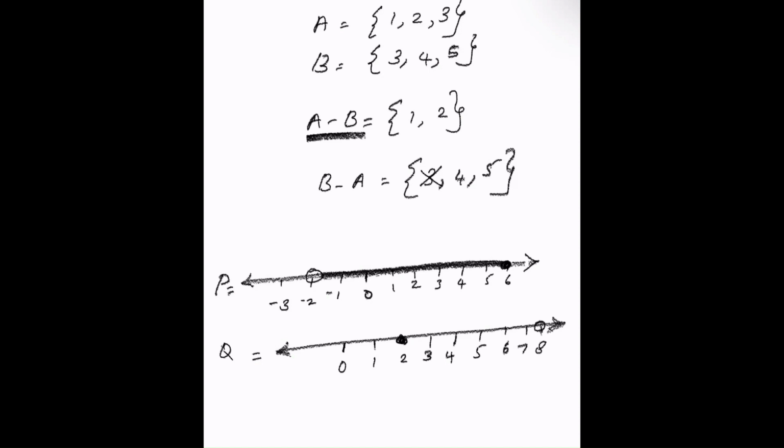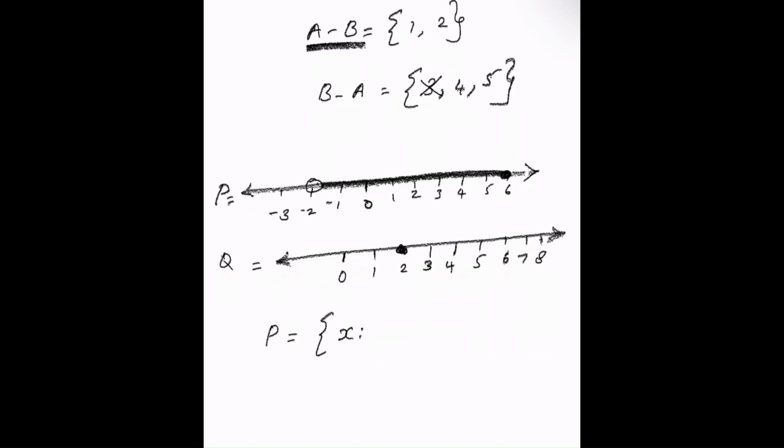Can you tell me? X such that X is greater than minus 2. Greater than minus 2 means X is greater than minus 2. I'll write it like this. Yes, X is greater than minus 2. And what is the ending point, or up to which, what is the maximum value X can take?